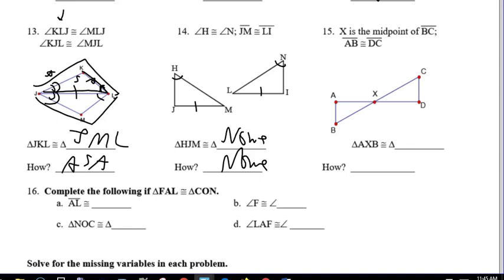All right. So, X is the midpoint of BC. So, here's BC. If X is the midpoint, these two pieces are equal. AB is congruent to DC. And we have vertical angles. So, what do we have? SSA. Also known as ASS, and that's a big no-no.